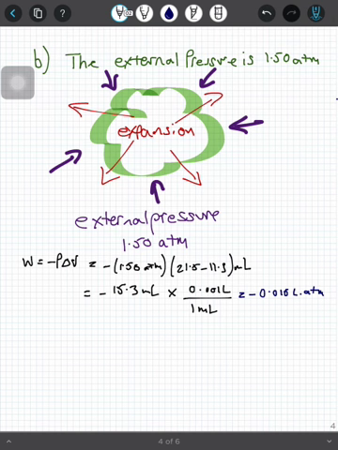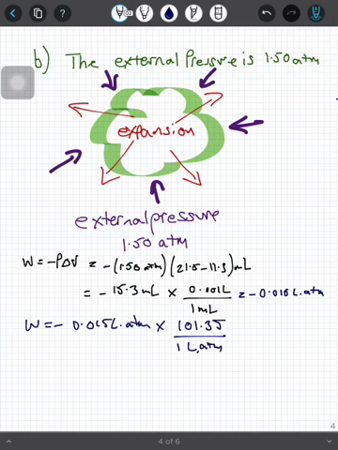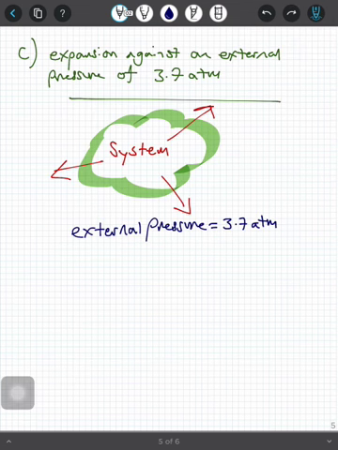We need to convert our answer into joules, and to do that we're going to write that W equals minus 0.015 litre atm, and we need to multiply that by a conversion factor which you can find in your textbook. However, 101.3 joules is equal to 1 litre atm. So let's multiply that out and we're going to get negative 1.52 joules.